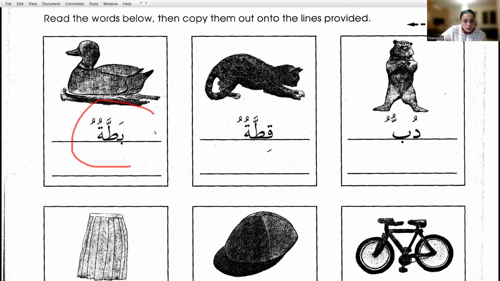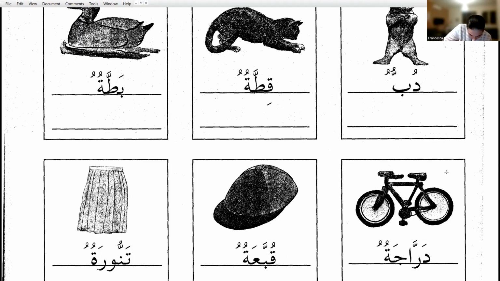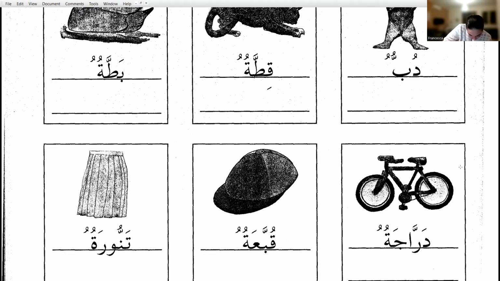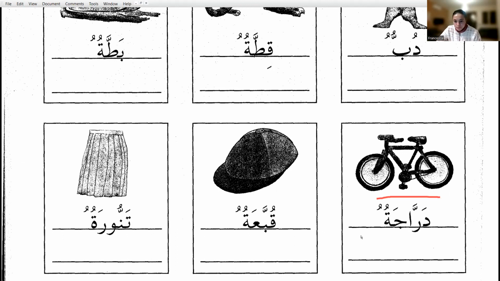Take another one. Battatun. Very good. Battatun. And this one.